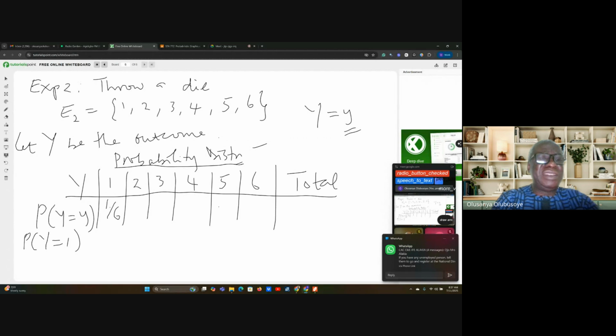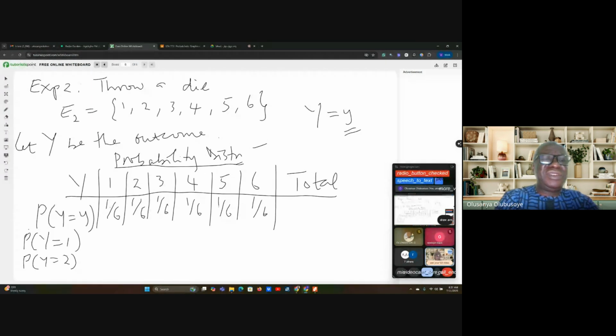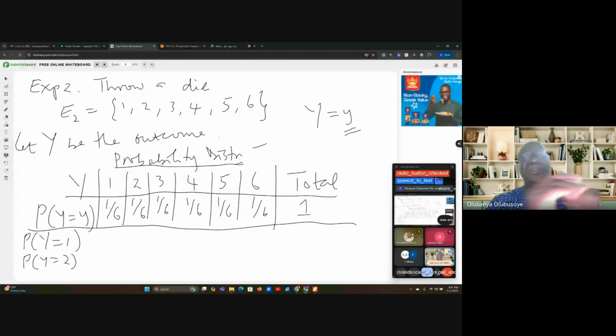Again, the probability of that random variable taking the value 2. 2 appears only once here. So that will be 1. Possible outcomes, again, 6. And so on like that. So 1 over 6, 1 over 6, 1 over 6, 1 over 6. So this table again is called the table of probability distribution. The total again is equal to 1.